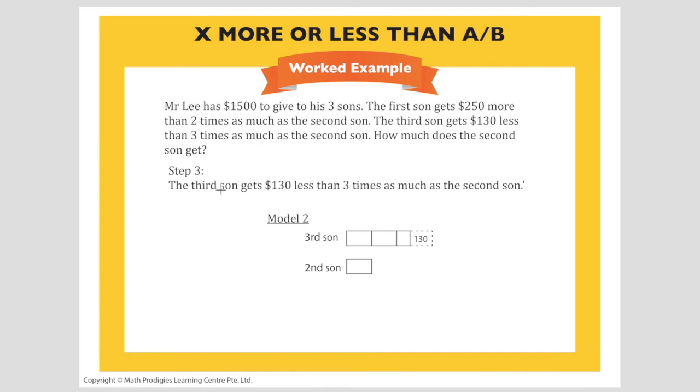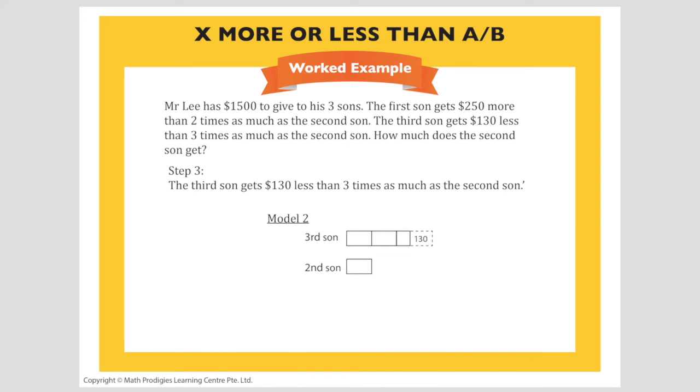It says the third son gets $130 less than 3 times as much as the second son. So let's go back to our method. 3 times means 3 over 1. So the third son gets 3 units, but $130 less. Now this might be a bit confusing because look at the model. It's 1, 2. Why is that 1 unit? No, actually it's 1, 2, 3 units minus $130. And the second son, what does he get? Remember, the fraction is 3 over 1, so he gets only 1 unit.